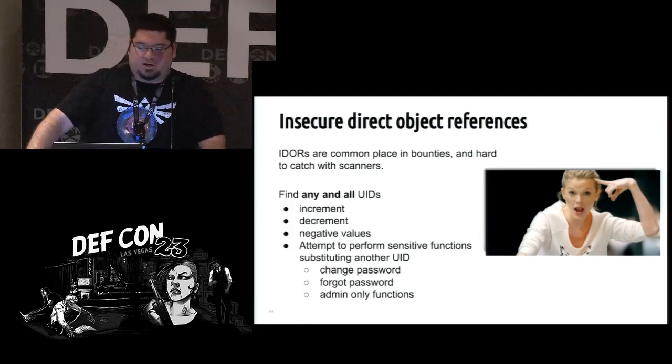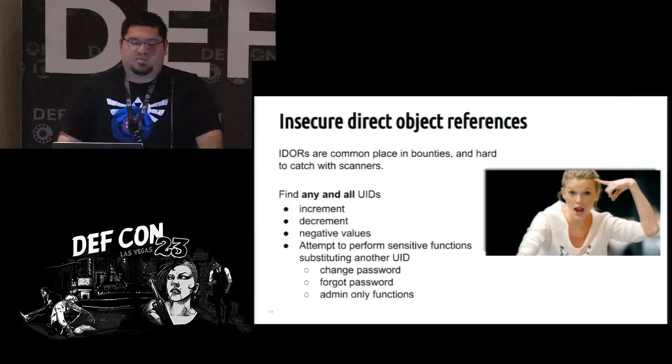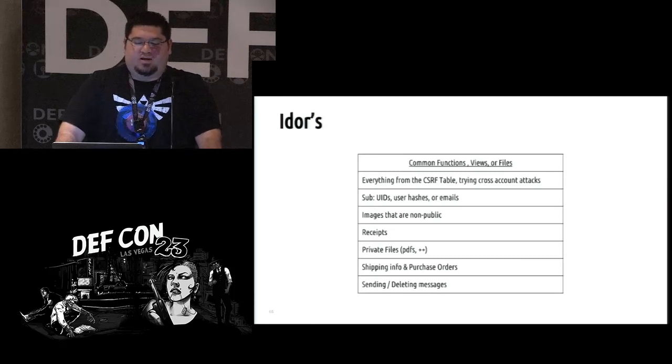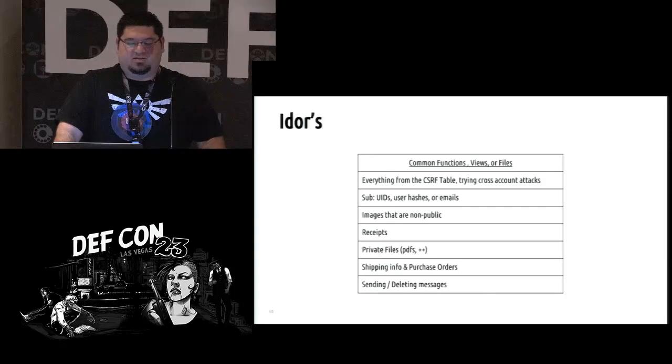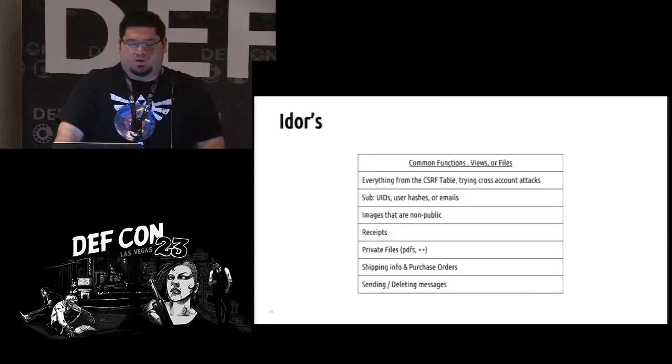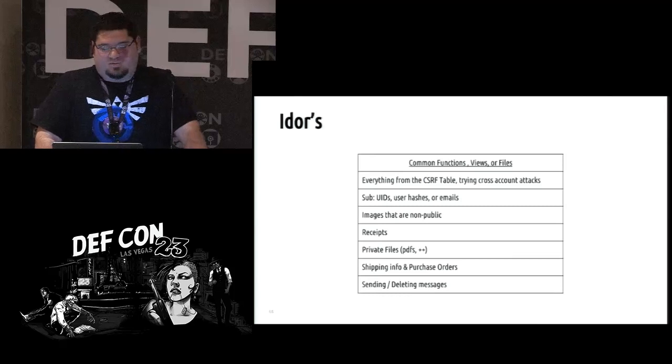Okay, cool. So increment, decrement, negative values, attempt to perform sensitive functions, substituting user IDs, things like this. These are how you test IDORs. These are common functions of user files that deal with IDORs. So everything from the CSRF table, anything that says UID, password, or user hashes, emails, images like that are supposed to be private. You can go through the slides and go through this. All of this is going to be up on GitHub, and if you have questions or whatever.